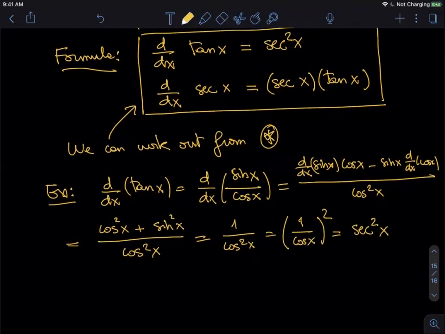Okay. If you feel a little rusty about the secant and all this, now would be a very good time to check the appendix to the book, where you have all the trigonometric functions. Okay.